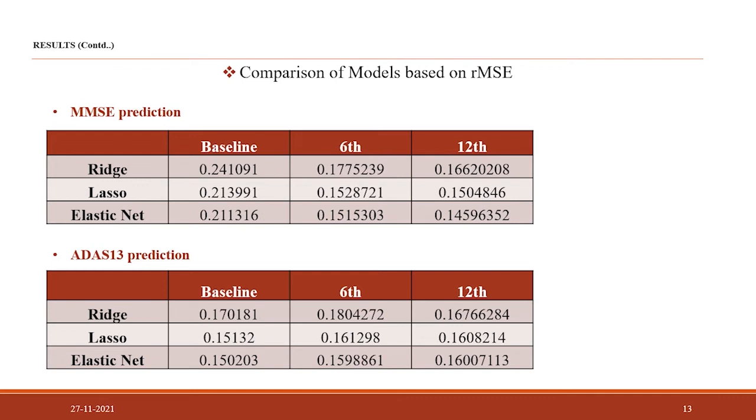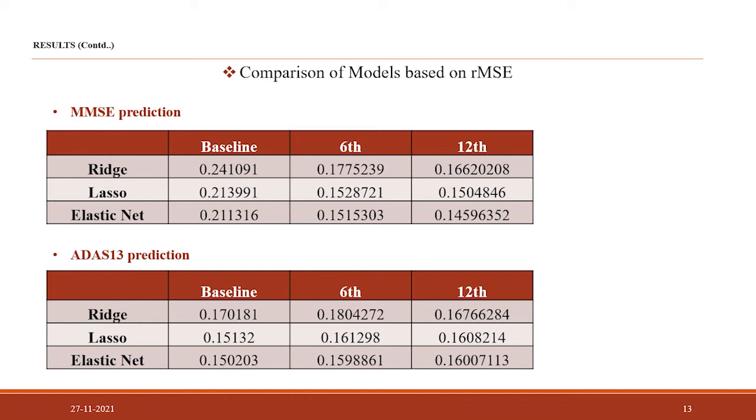This is a comparison model for root mean square error. The root mean square error of ridge, lasso, and elastic net models are obtained from the cost function. When we compare these three models for baseline, 6th and 12th month data, the MMSE score prediction is better for the elastic net model.